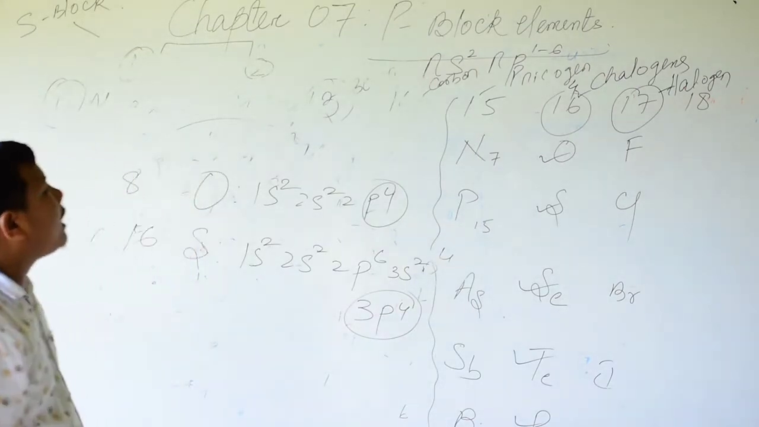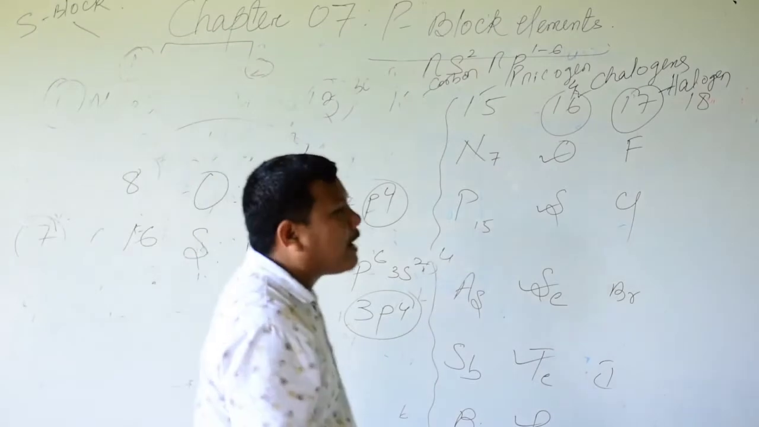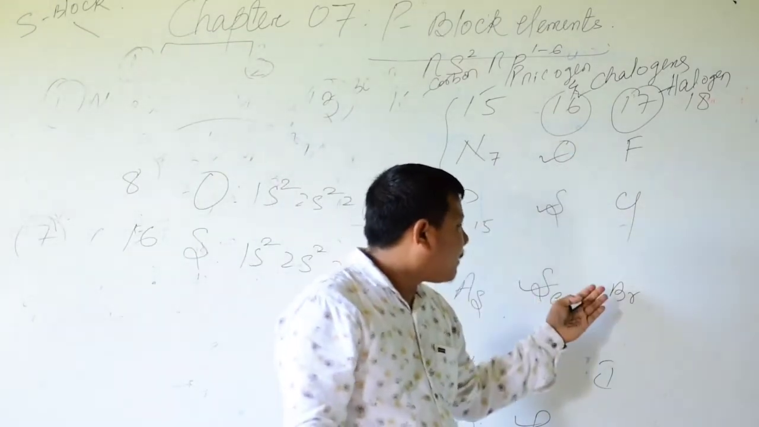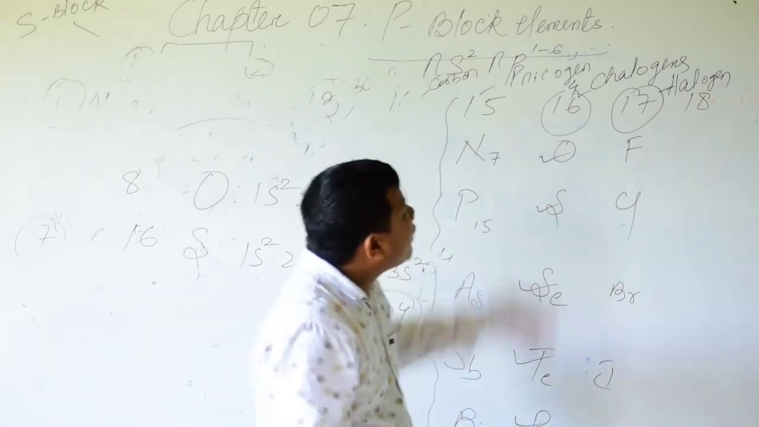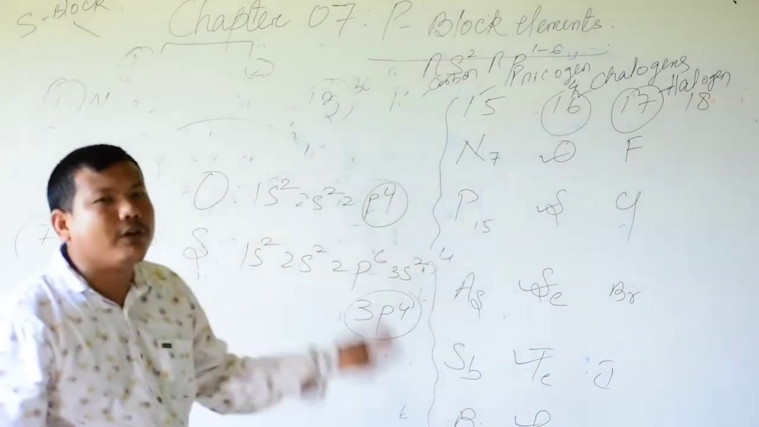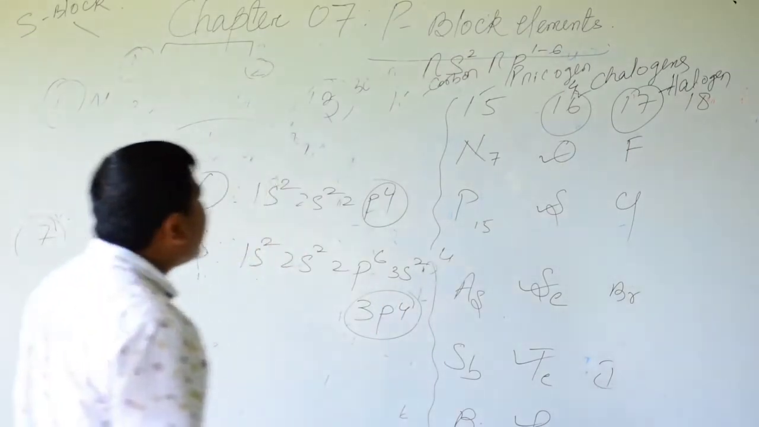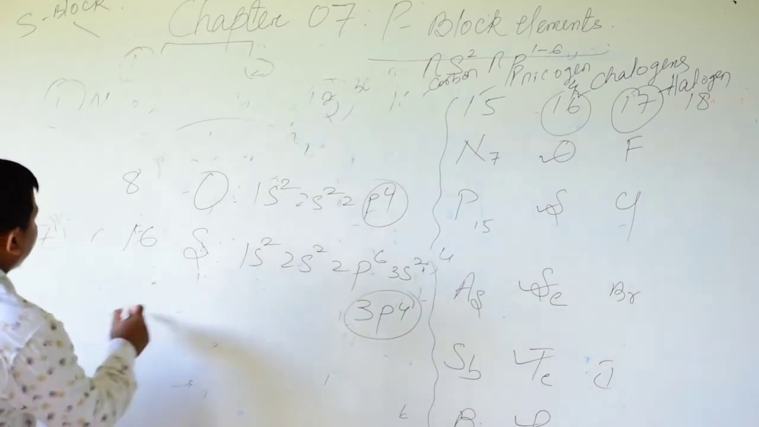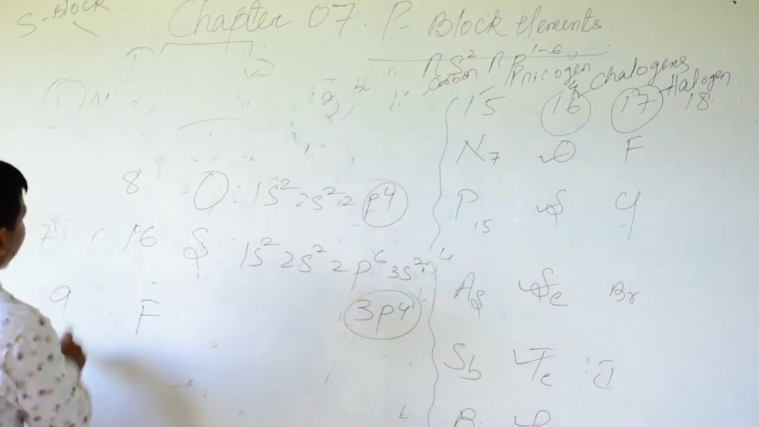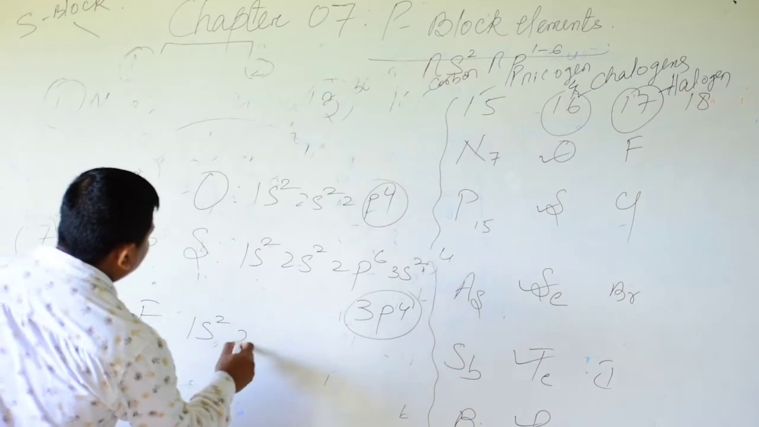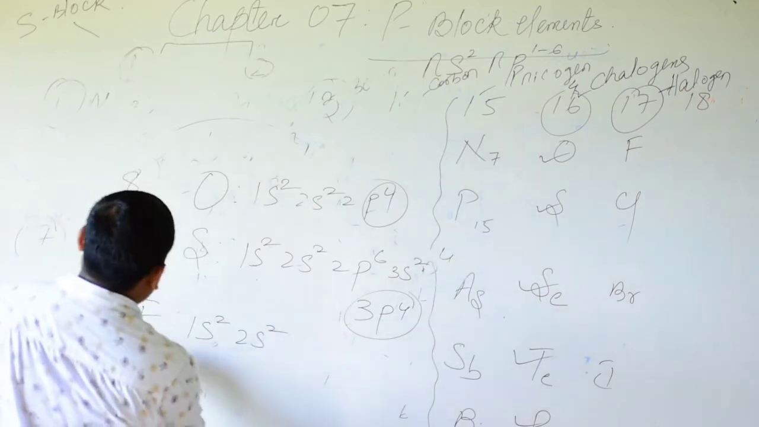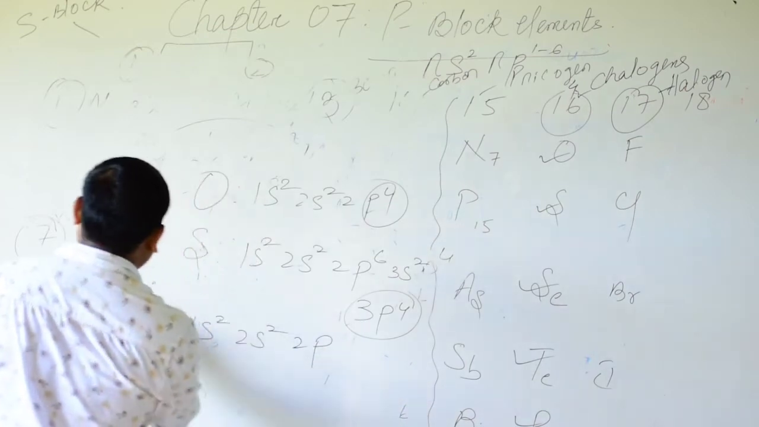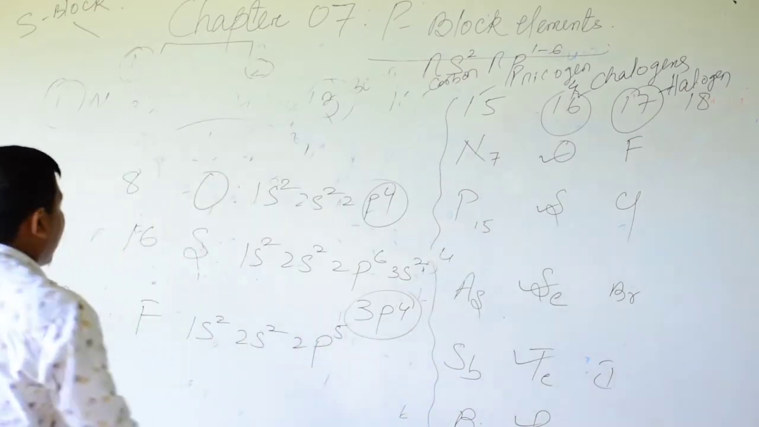Now let's go to group 17. In group 17 we have fluorine, chlorine, bromine, and iodine, as I have written on the board. These elements are very common, bonded mostly with organic compounds. Fluorine's atomic number is 9: 1s2, 2s2, 2p, 2 plus 2 is 4. To become 9 we require 5.